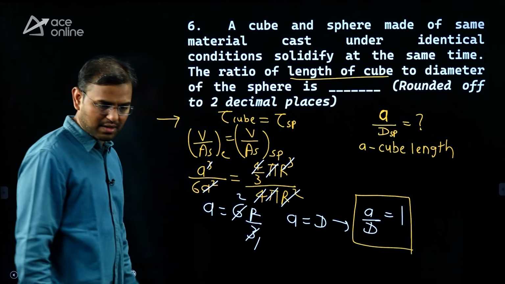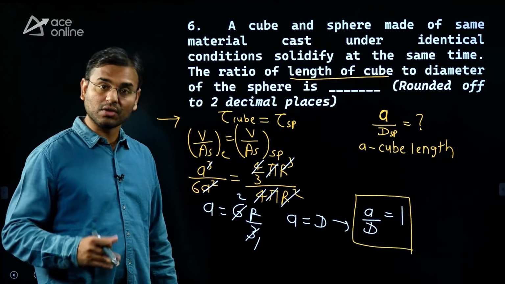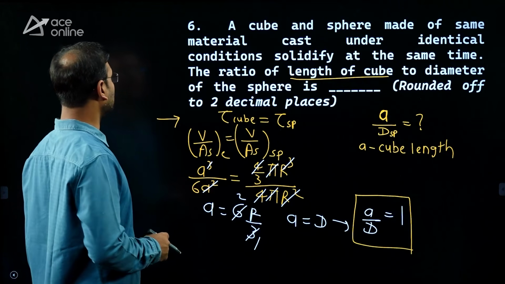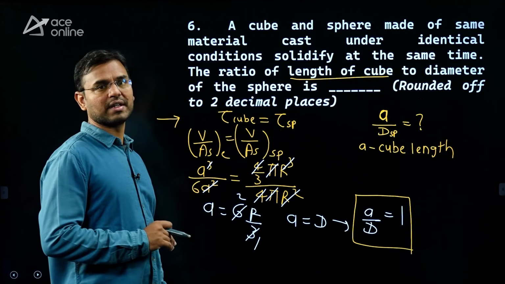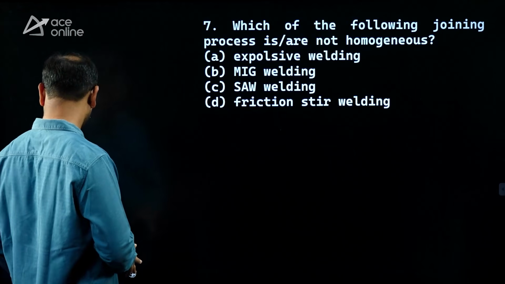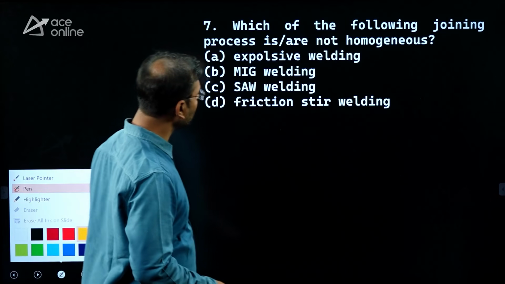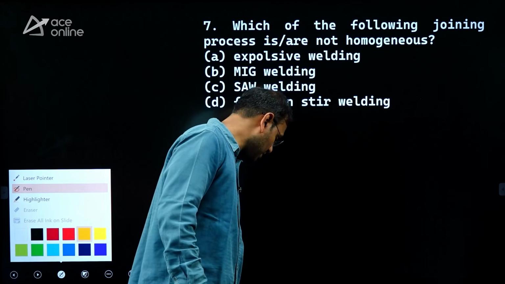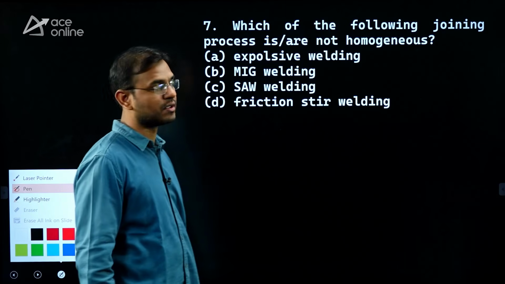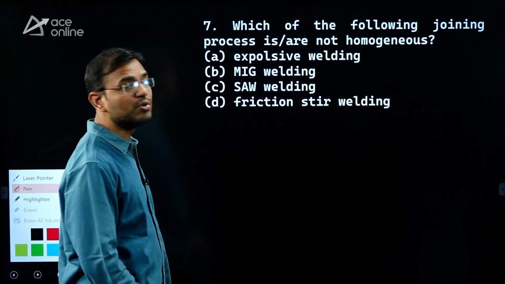Now the casting questions that I wanted to take are completed. Now we have to start with the welding questions. Total 6 questions we completed. Now see the welding question, question number 7. Which of the following joining processes are not homogeneous? Now this is also a tricky question.